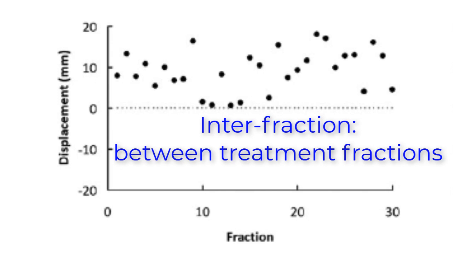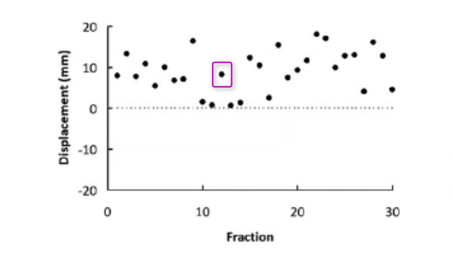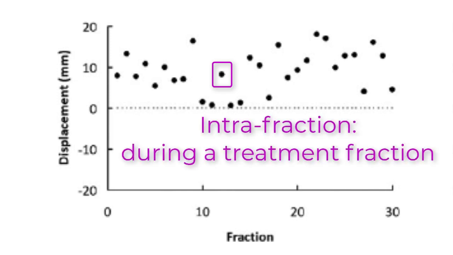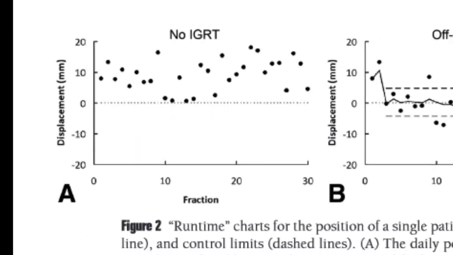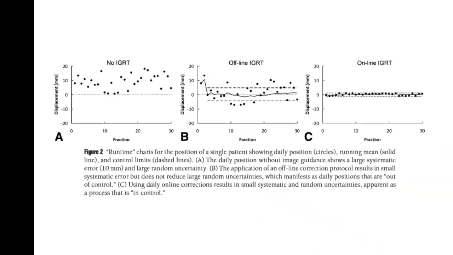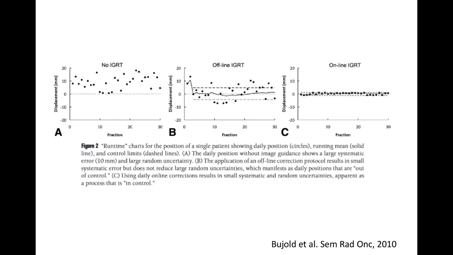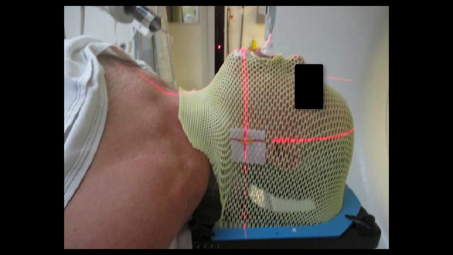If it were possible to zoom in even closer on one of these individual fractions, I would see within the fraction itself, there's motion as well. That's called intrafractional motion, motion during the treatment fraction itself. Now, some of this can be reduced or managed with the use of IGRT, as we saw in the last video. But regardless of whether IGRT is being used or not, it's very important to have good patient immobilization.